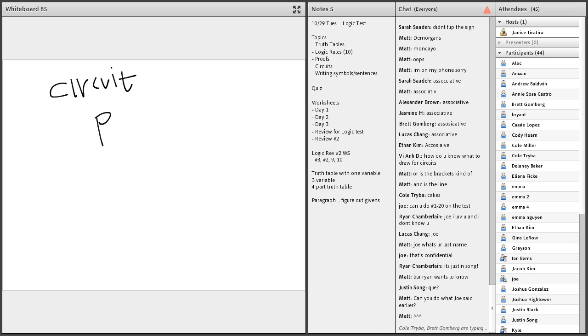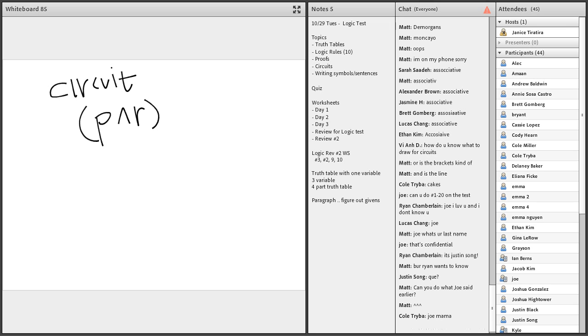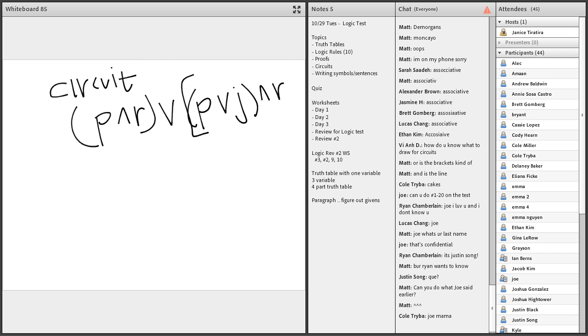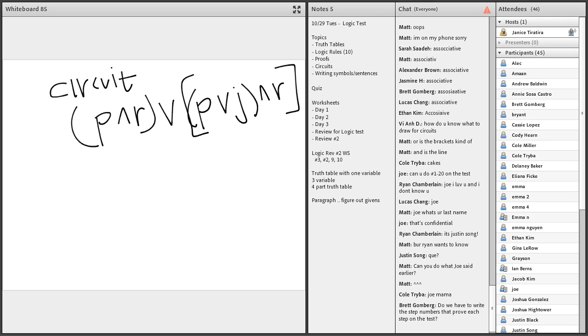So P or, whoops, I'm trying to do the truth table. Or P or G. Good. Okay, so here's our very complicated circuit.